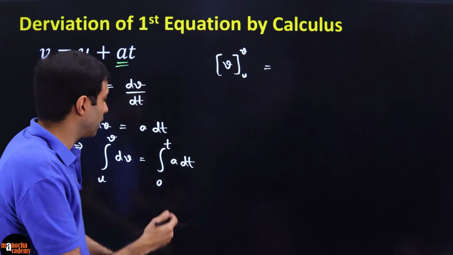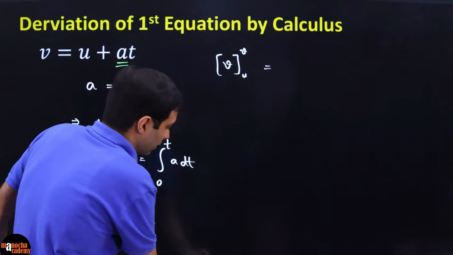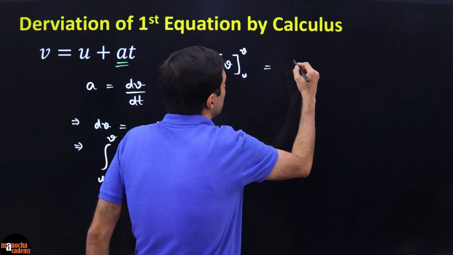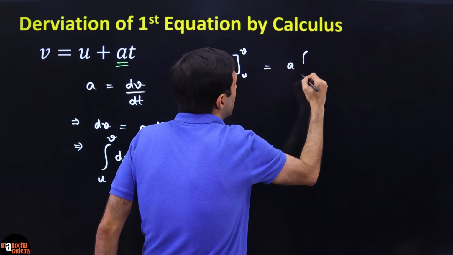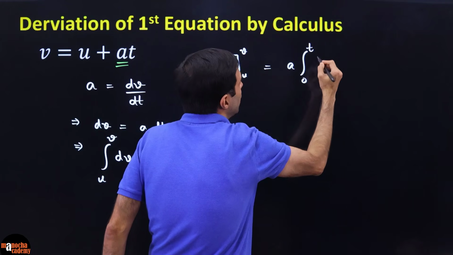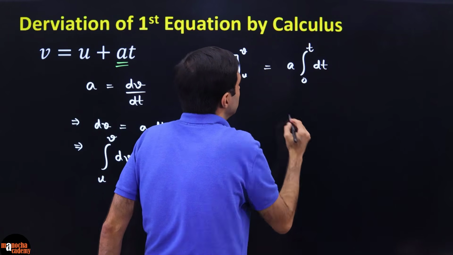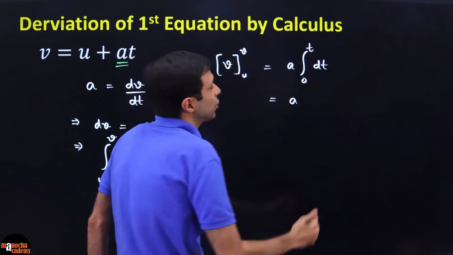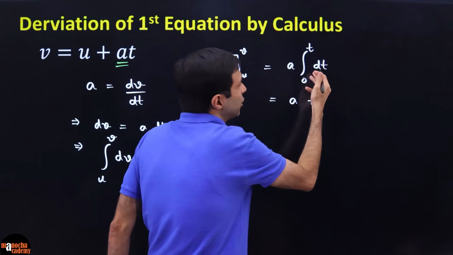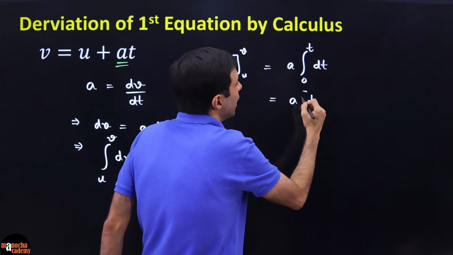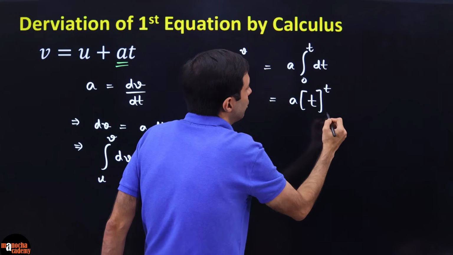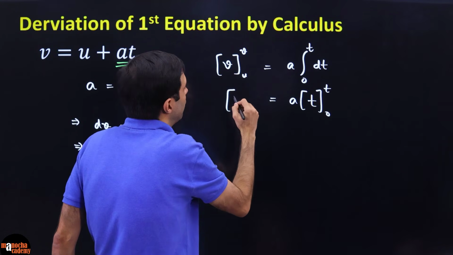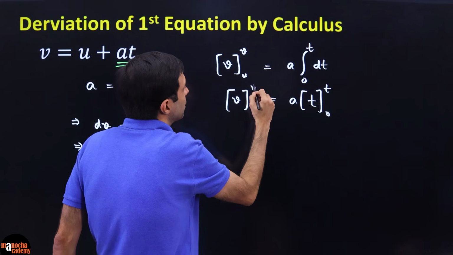Since it is a constant term, I can bring it outside of the integration. So what will I get? A comes out, and we have an integration 0 to t of dt. So on the right hand side, integration of dt will give you t, and we apply the limits here from 0 to t. And here you have v with the limits u to v.